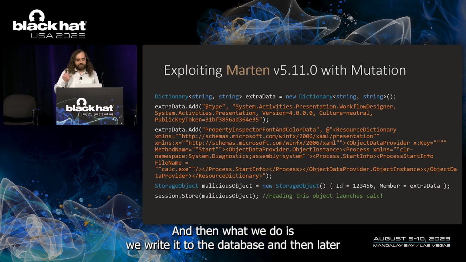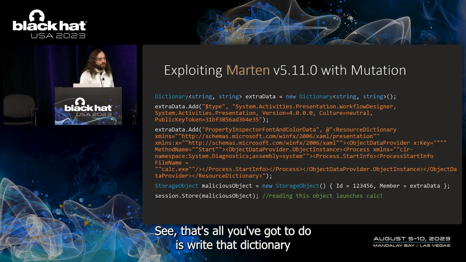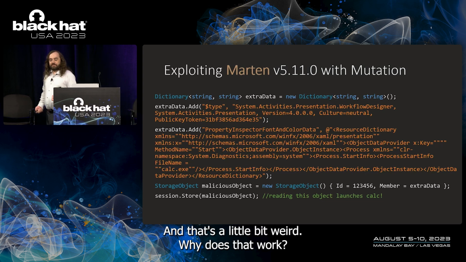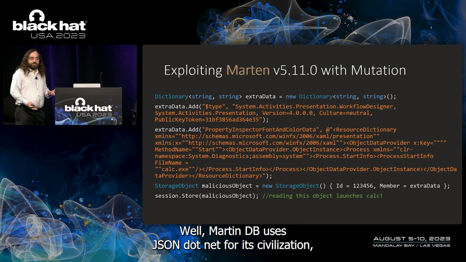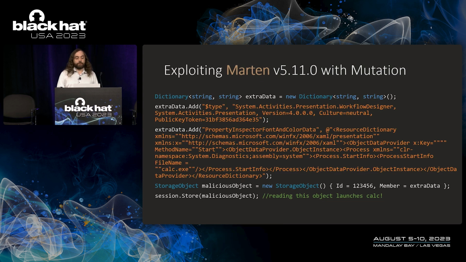And then what we do is we write it to the database and then later read it from the database. And that gets us RCE. That's all you've got to do, just write that dictionary to the database and then read it back. And that's a little bit weird. Why does that work? Well, MartenDB uses JSON.NET for its serialization. So this vulnerability actually comes from JSON.NET. Let's look at how it works there.